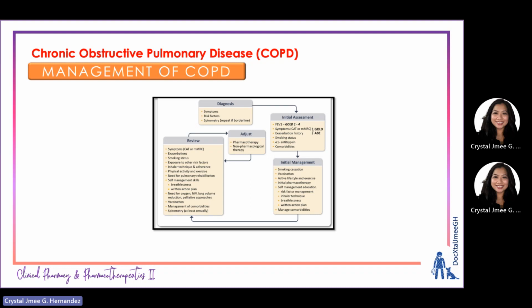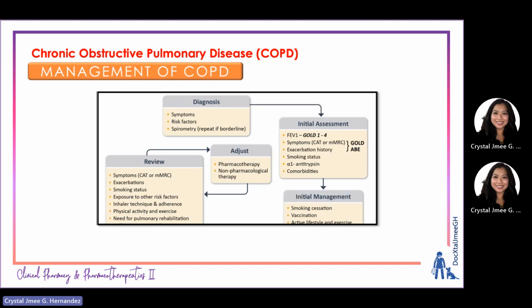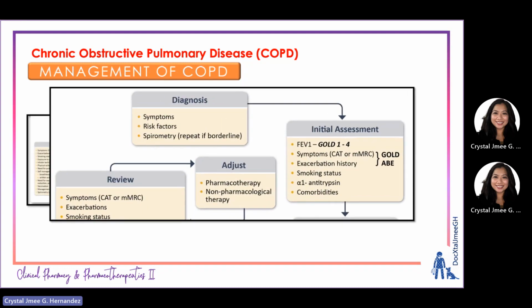So for the management of COPD, basically, this is the algorithm. From the diagnosis based on symptoms, risk factors, and of course the spirometry, we will conduct an initial assessment that would include grading of the severity. Then we can use the assessment of CAT, mMRC, and exacerbation history, all incorporated under the GOLD ABE assessment tool.